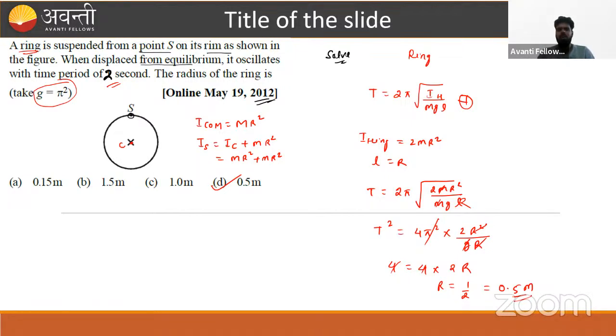So what is our task? Whatever concept we learn, we just solve more and more problems. We keep some standard books, and after that we have to solve our JEE and NEET PYQ questions. That will improve our accuracy and speed.